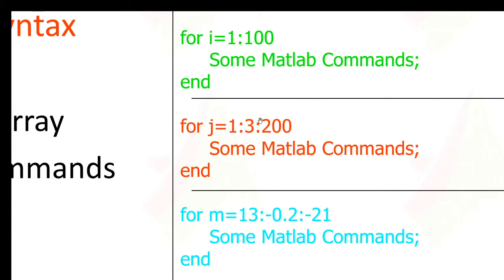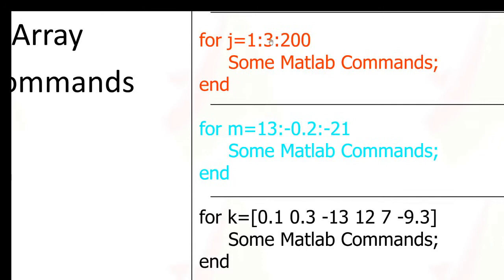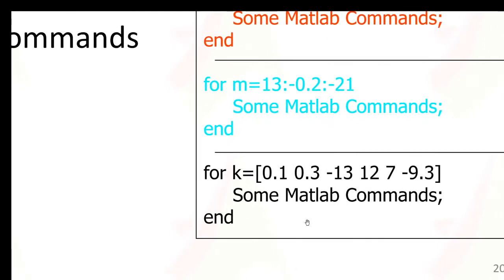So if I am not putting the 3, it is running 200 times, or otherwise the range divided by the step size is the number of times it is going to run. Okay. So you can see here for m equal to 13 to minus 21, your step size is minus 0.2. So 13 minus 0.2 is 12.8, 12.8 minus 0.2, likewise it is going to go in the reverse direction.